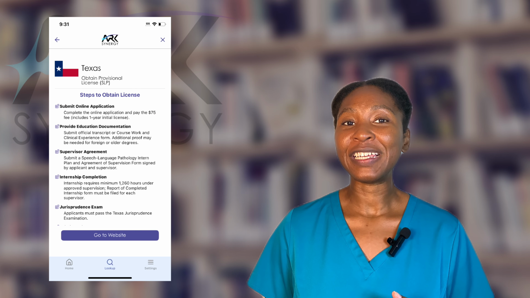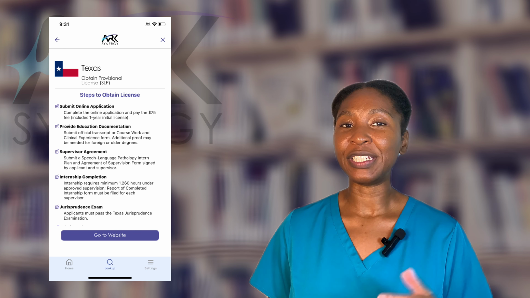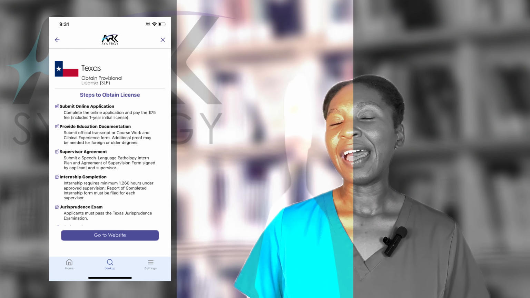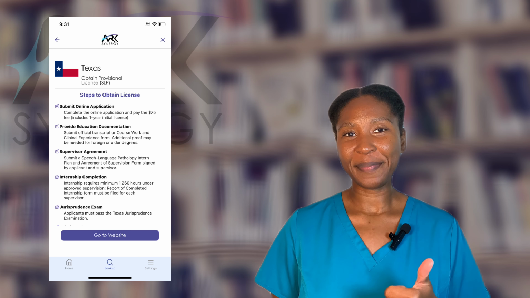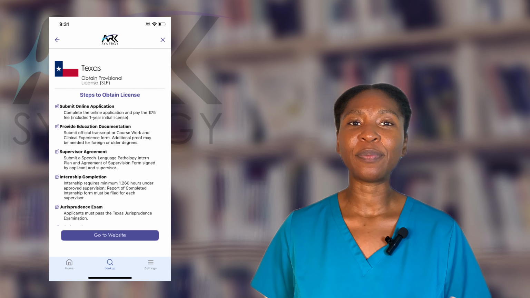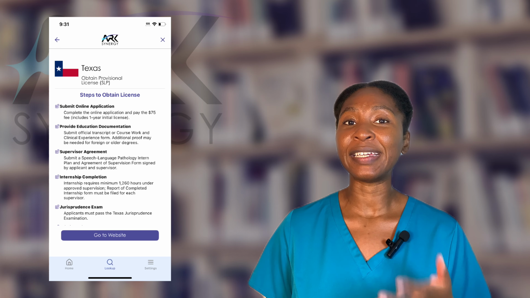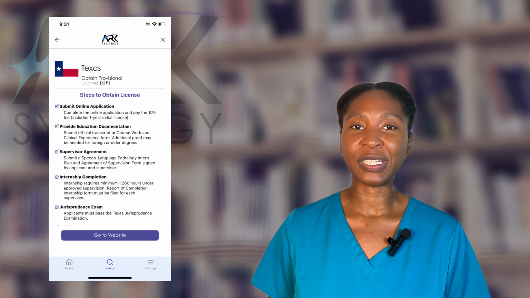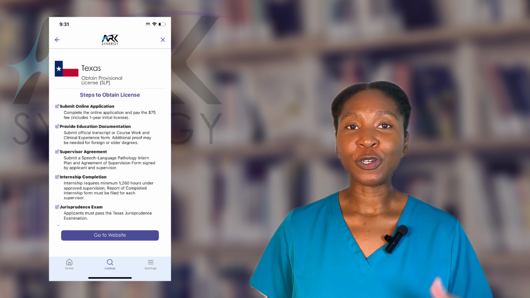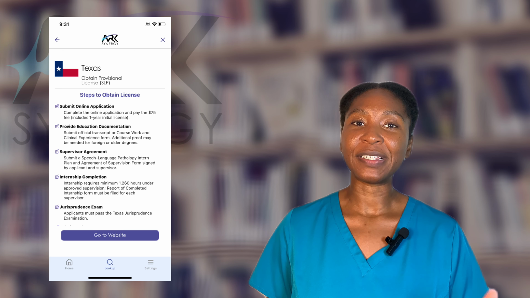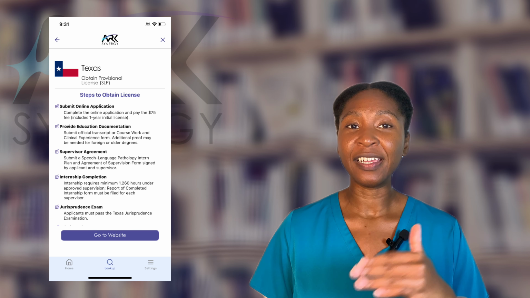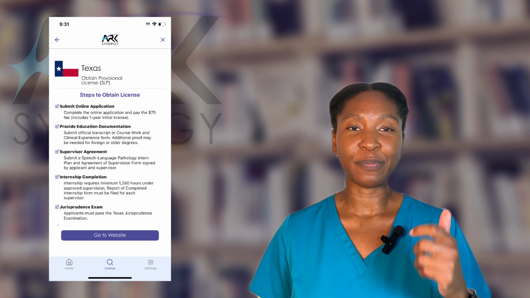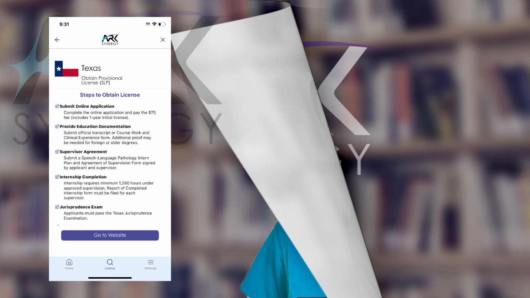So the process begins by submitting the online application and paying the required fees. The application fee is $75, which includes the initial 1-year intern license. Applicants must submit education documentation, including an official transcript or a course work and clinical experience form. Additional documentation may be required for foreign degrees or older degrees. Before beginning to practice, applicants must submit a speech language pathology intern plan and agreement of supervision signed by both the applicant and their supervisor.